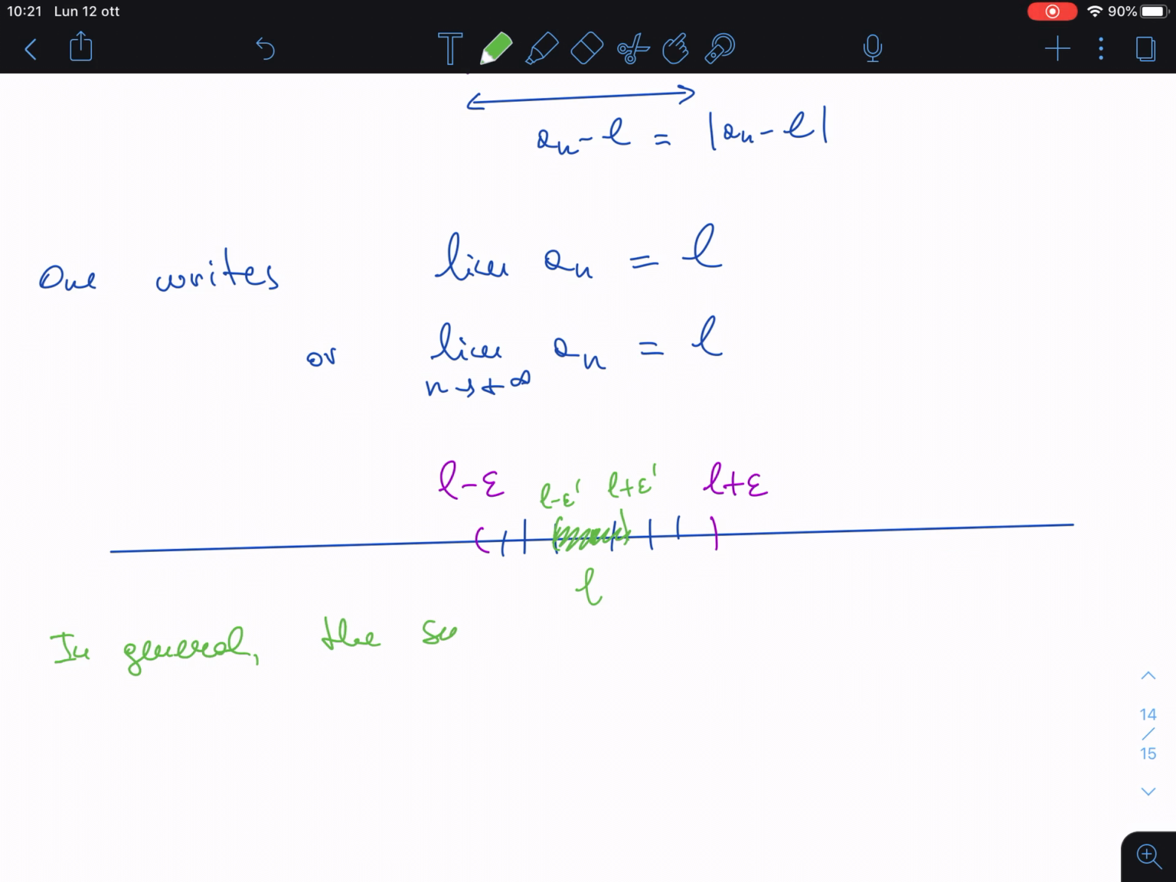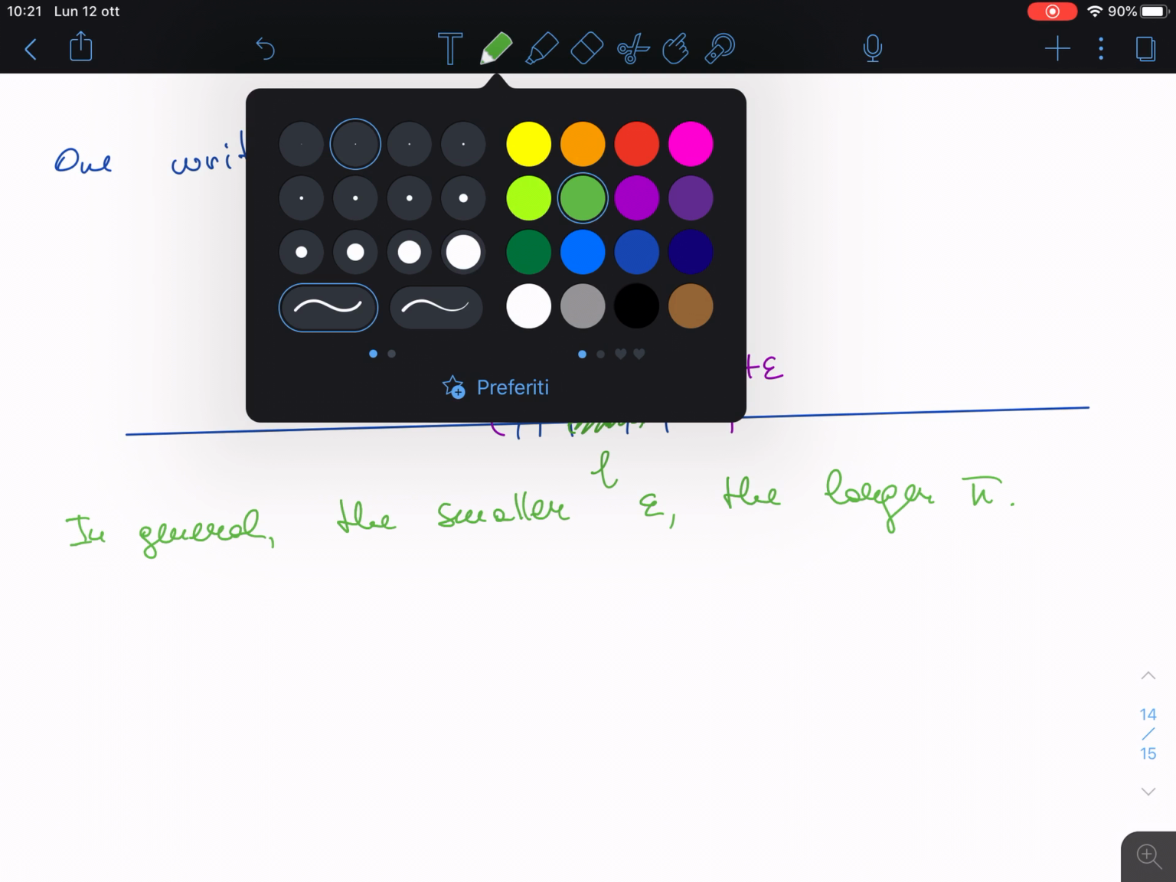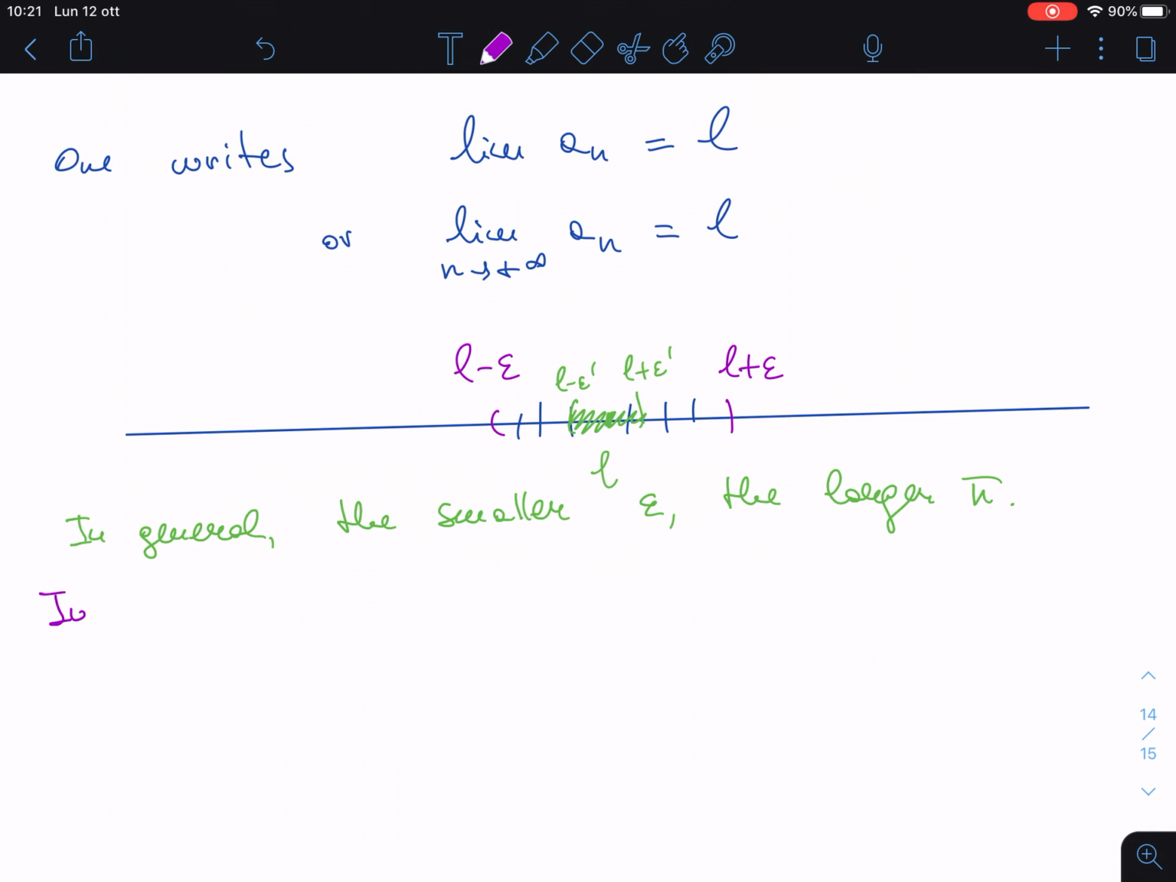Okay, in general, the smaller epsilon, the larger n bar. So another important message is that n bar depends on epsilon.